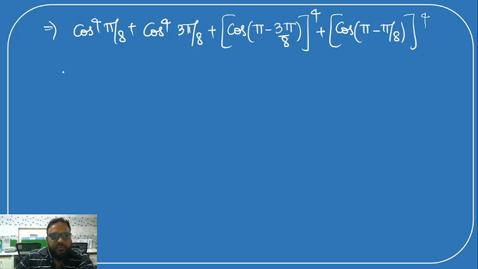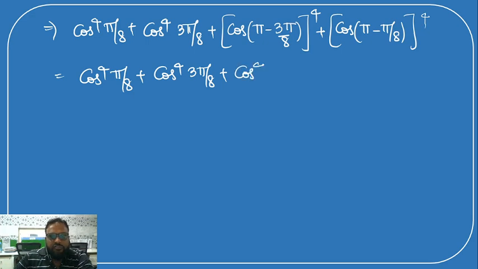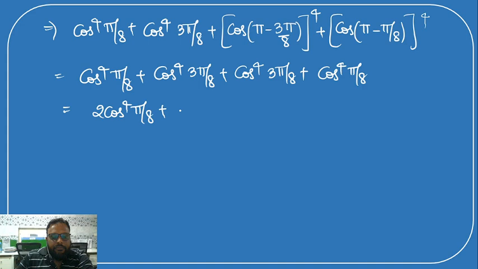So the next step of this will be cos to the power of 4 pi by 8 plus cos to the power of 4 3 pi by 8 plus this one, cos pi minus theta is again cos. So this I will get as cos to the power of 4 3 pi by 8, and this one will be again cos to the power of 4 pi by 8. So this becomes 2 cos to the power of 4 pi by 8 plus 2 cos to the power of 4 3 pi by 8.